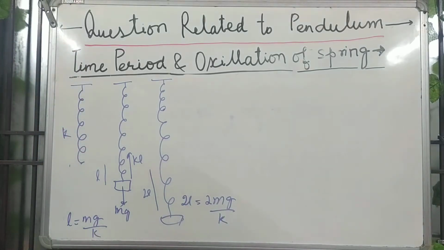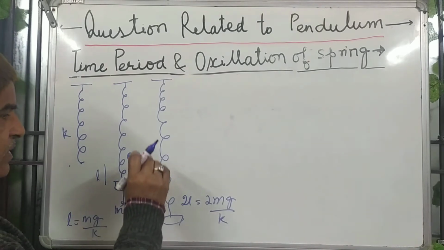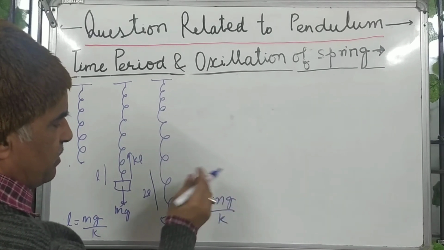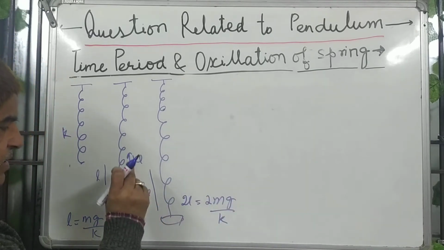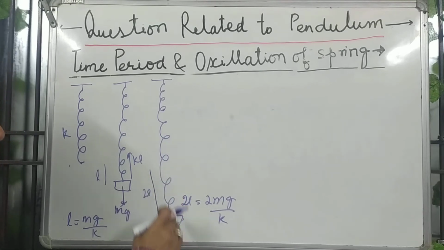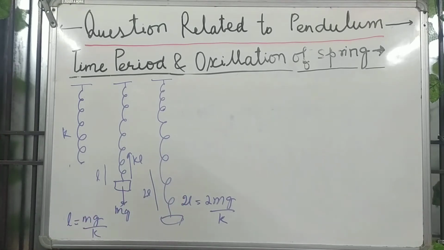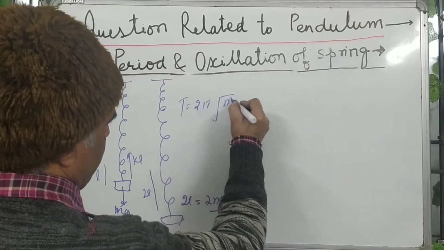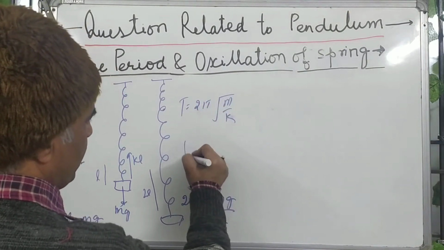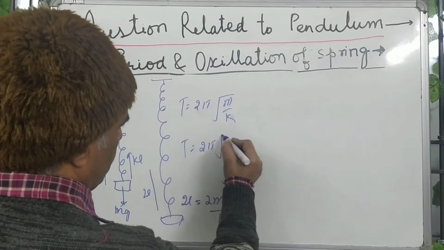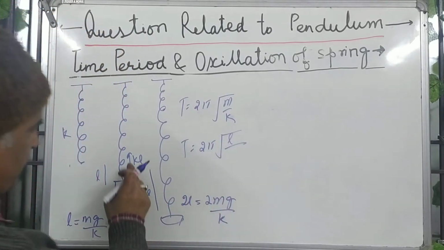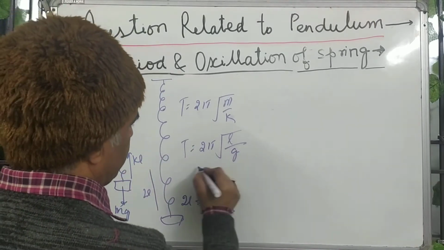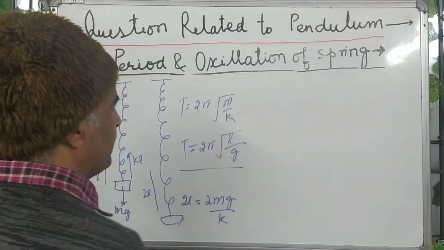But there will be no change in time period. After some time, the time period of this body and this body will be the same. So time period T equals 2 pi root m by k, or you may write T equals 2 pi root L upon g, where L is the extension in equilibrium state. This will be the time period.